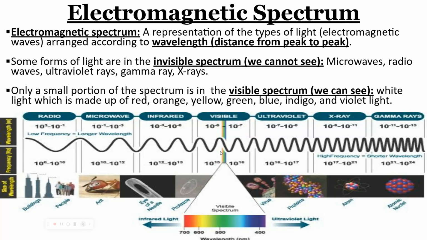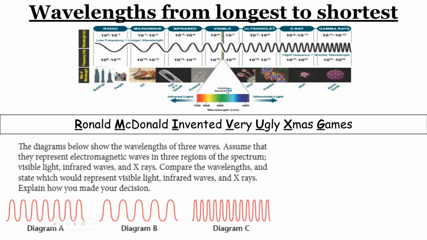And the visible portion is made up of all the different colors of light that you would see in a rainbow. So you would have red, orange, yellow, green, blue, indigo, and violet. So this is a sample problem here. I want you to think for a minute, read the question, pause the video, try to answer it, and then when you're done, you can unpause the video and check your work.